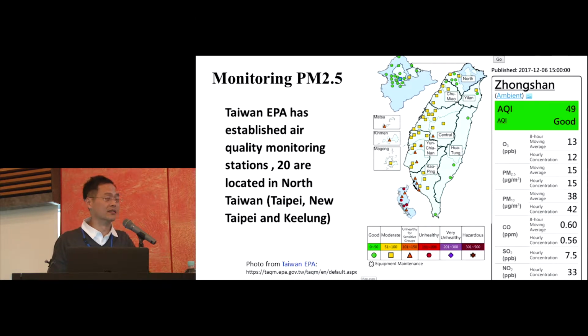So many countries' governments have made some policy or some management about this pollution. Like Taiwan EPA has established air quality monitoring stations. 20 are located in North Taiwan. This area is our capital city, including Taipei and New Taipei City nearby, and Keelung.